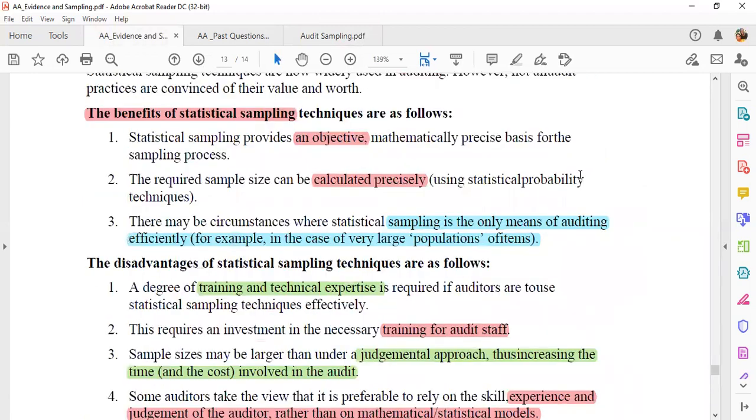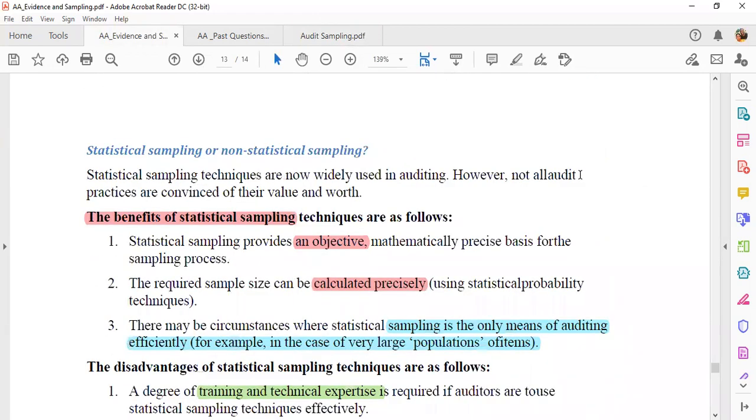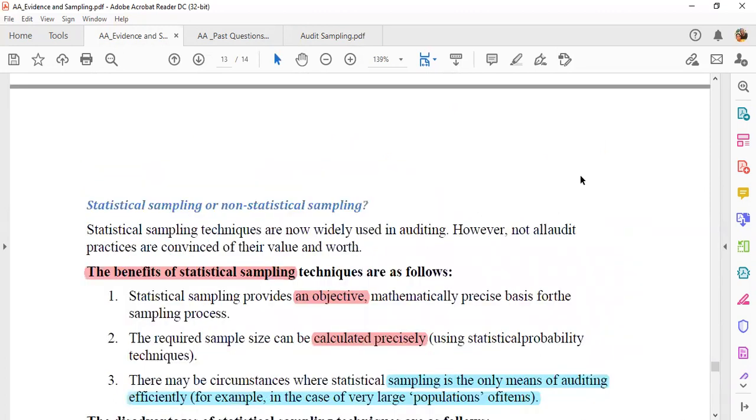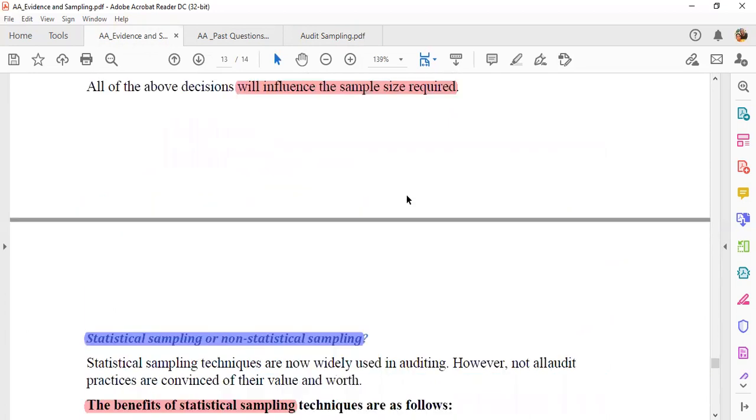So don't forget the advantages and disadvantages of statistical sampling. Please don't forget, it is very, very important. I have seen it before in past questions. Please don't forget the advantages and disadvantages of statistical sampling.